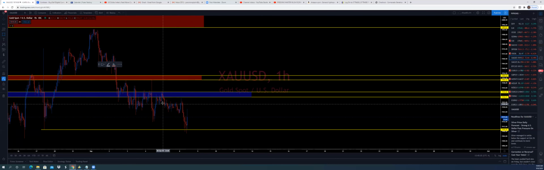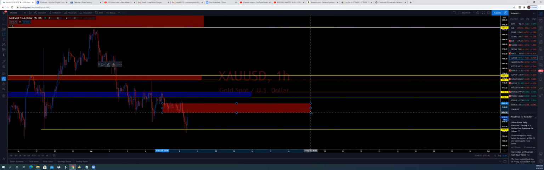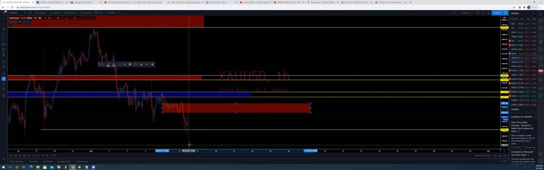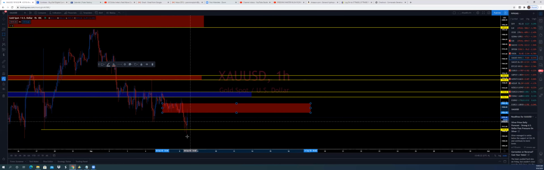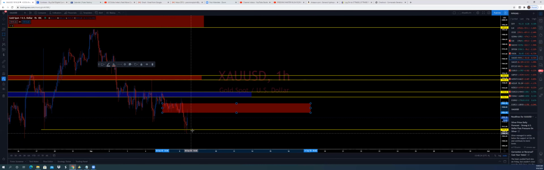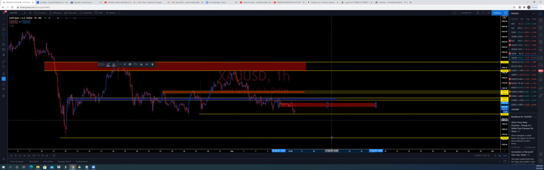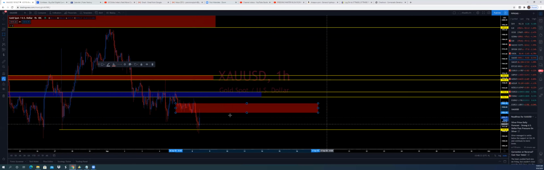See this little structure here. You see gold came up, it's playing with this structure. We'll see if we get that below 1909. If we can get back below 1909 and retest it and respect the retest, then we'll look to sell gold all the way back down to 1863.